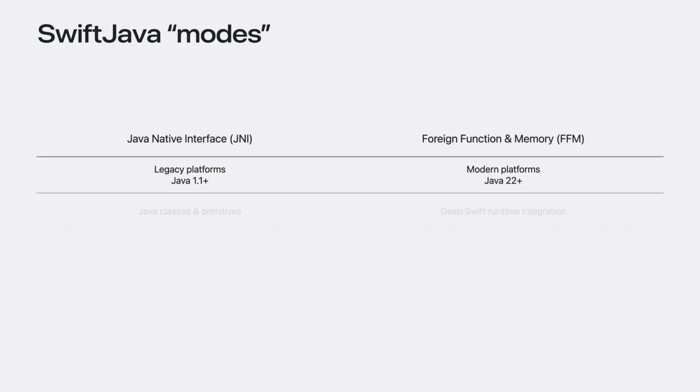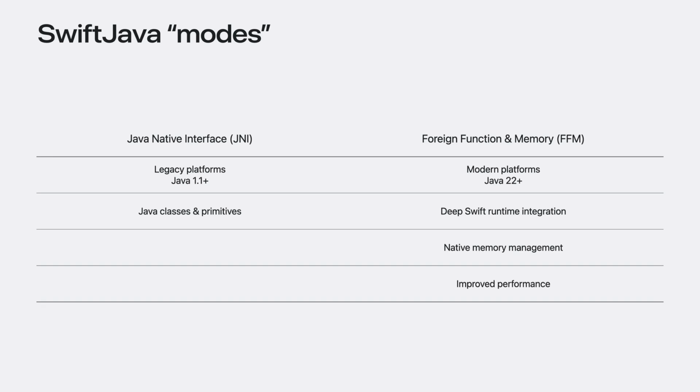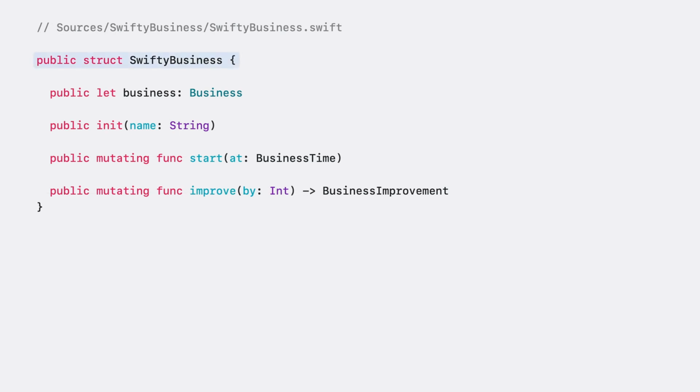By making use of these new APIs, we're able to build a very deep integration between Java and Swift's runtime and memory management. This would not have been possible otherwise. This results in improved safety and performance as we make native calls from Java. For this example, let's use this Swift struct type that represents some business object I'd like to expose to Java. It is a value type and therefore does not have a stable object identity, which isn't something Java objects can express.